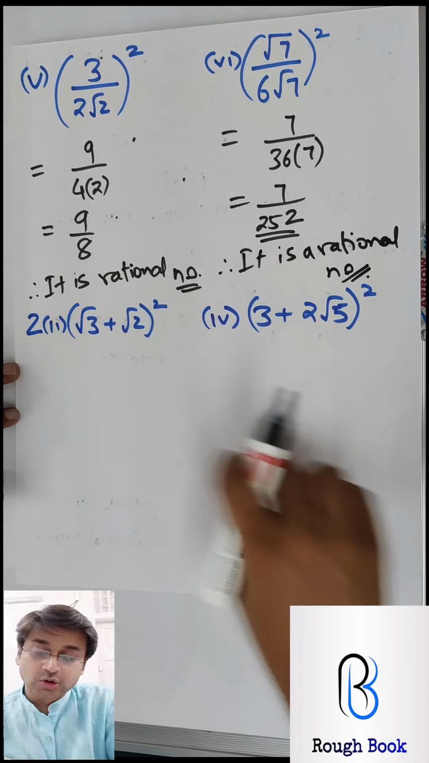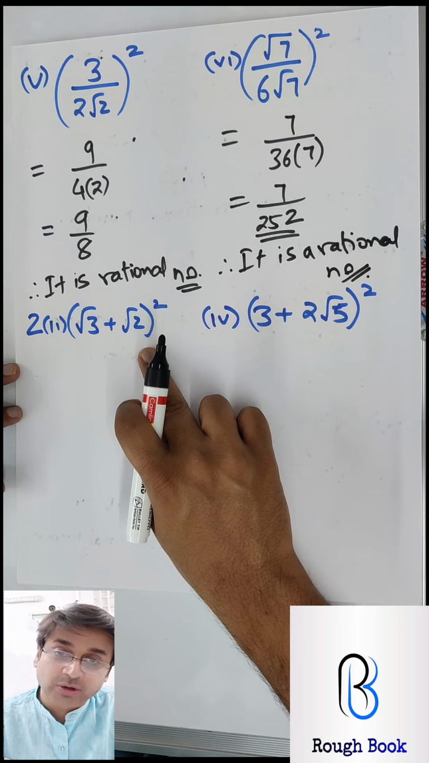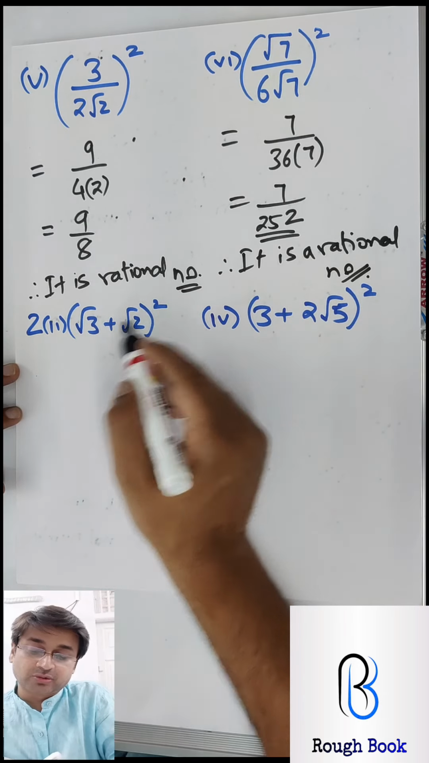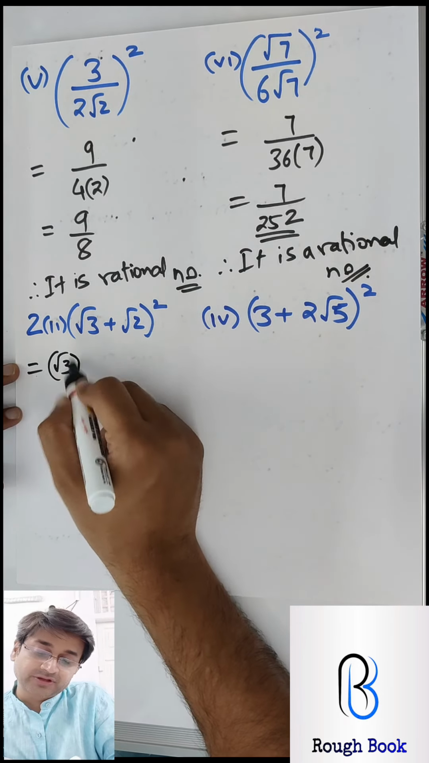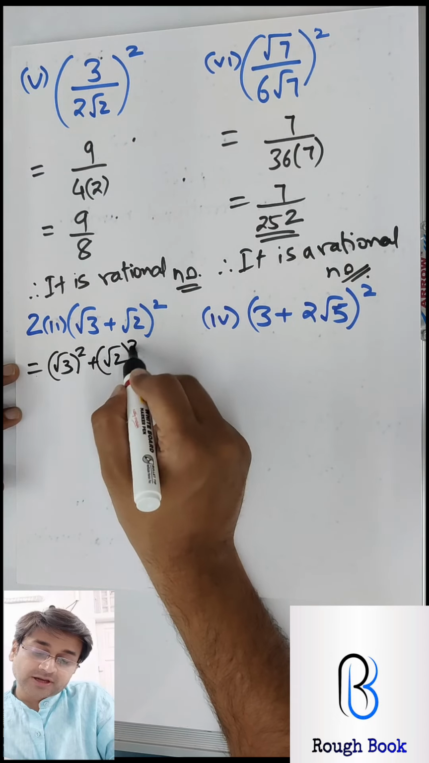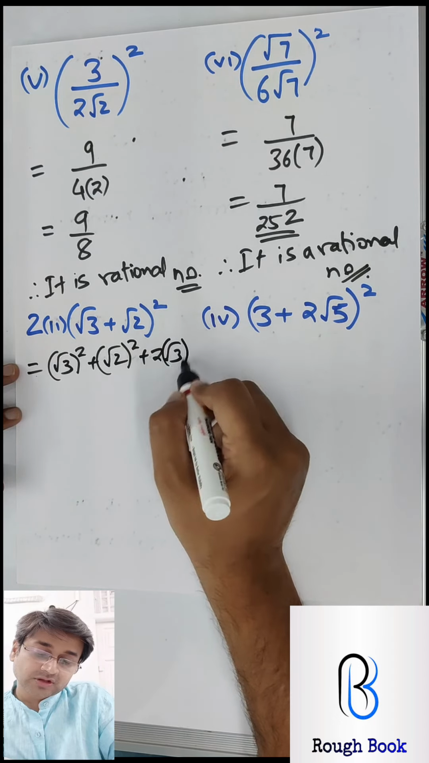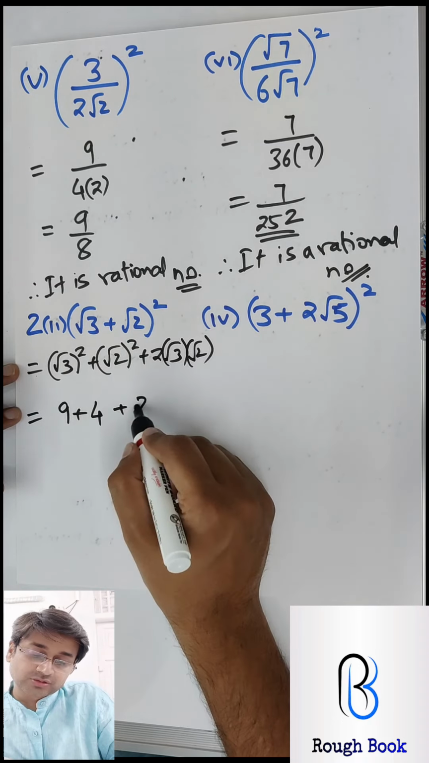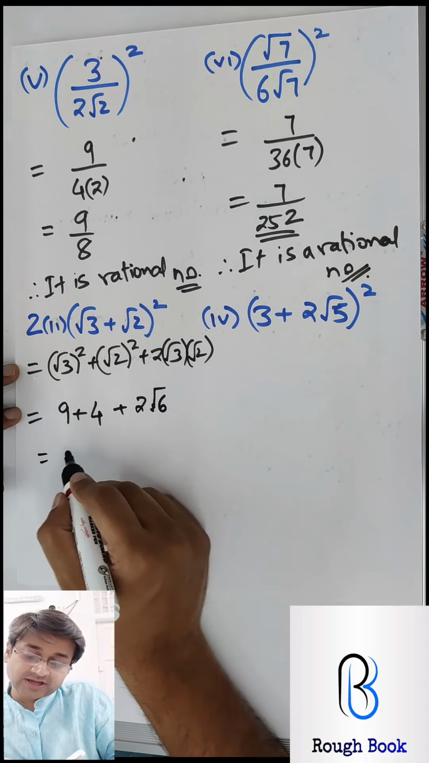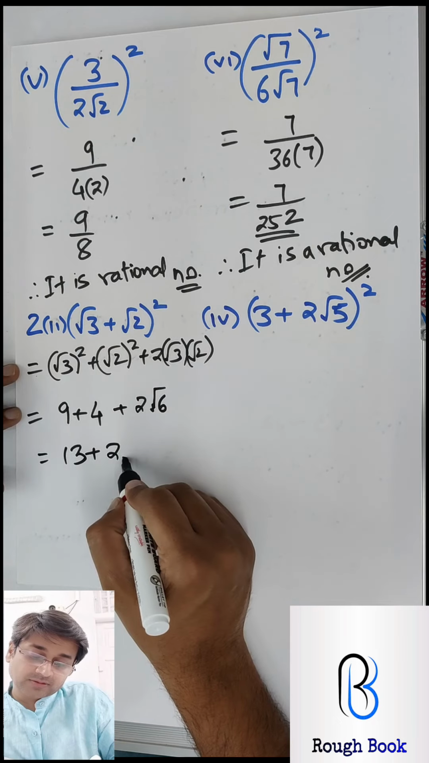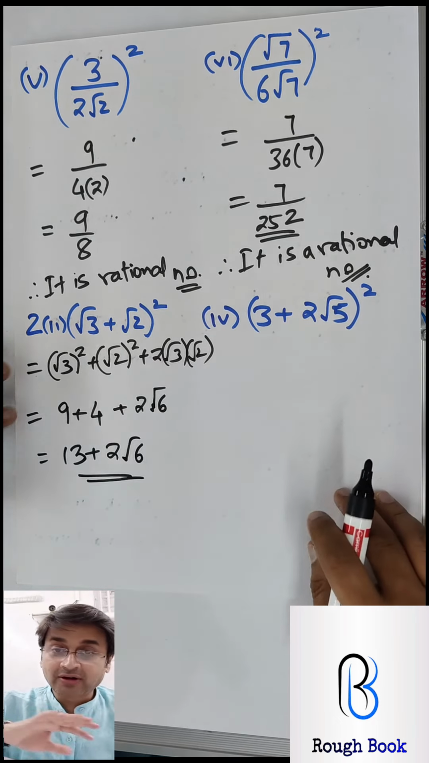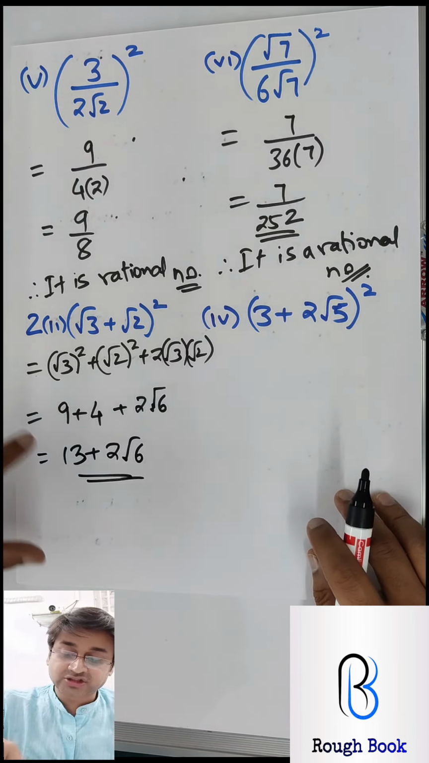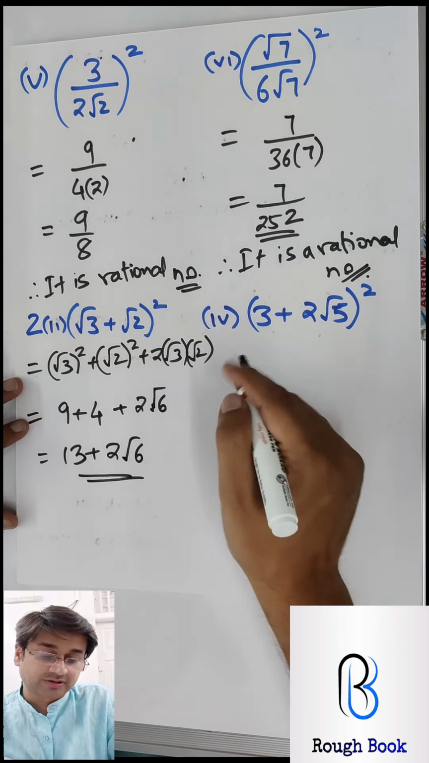Okay, next one, 2 part 2. They just say find the square of it. So you take the number and you square it. The basic formula is a squared plus b squared plus 2ab. So what do we get? 9 plus 4 plus 2 root 6. So 9 plus 4 is 13, plus 2 root 6. You don't have to say whether it is rational or irrational, they just said square it. So you squared it and you are sorted.